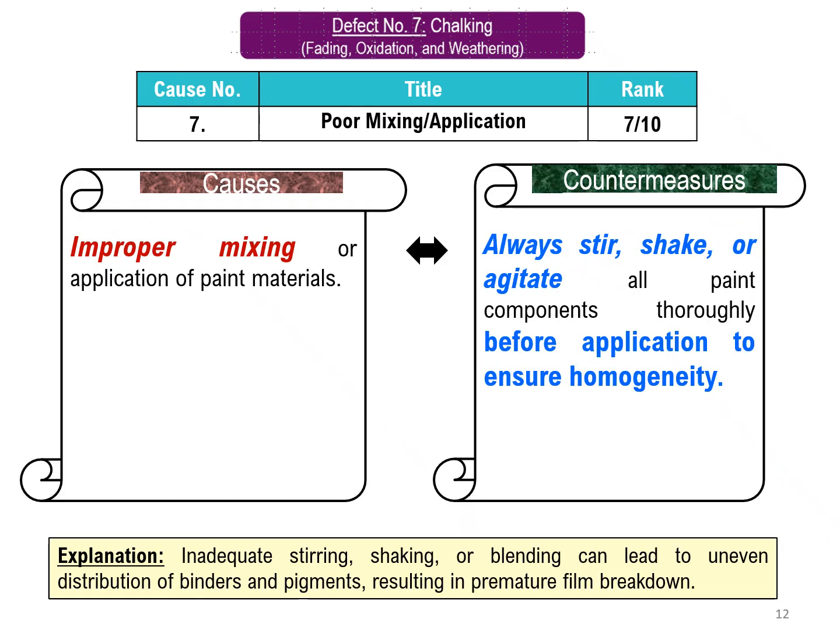The seventh probable cause could be improper mixing or application of paint materials. Inadequate stirring, shaking, or blending can lead to uneven distribution of binders and pigments, thus resulting in premature film breakdown. We recommend to always stir, shake, or agitate all paint components thoroughly before application to ensure homogeneity.